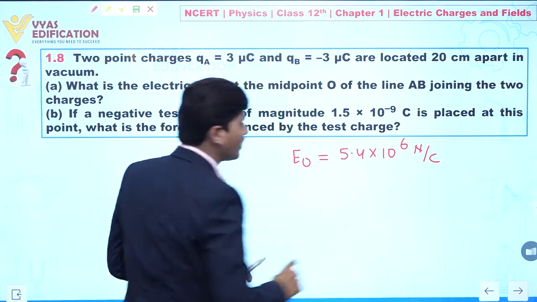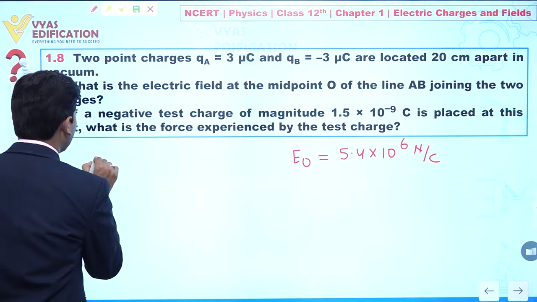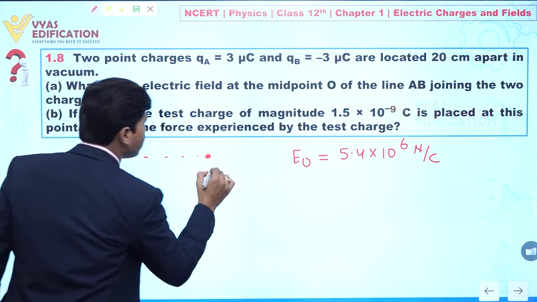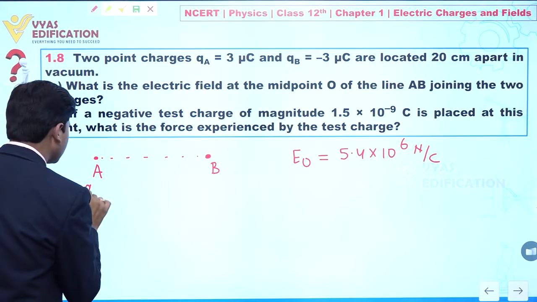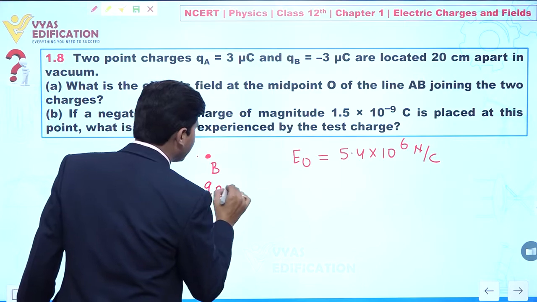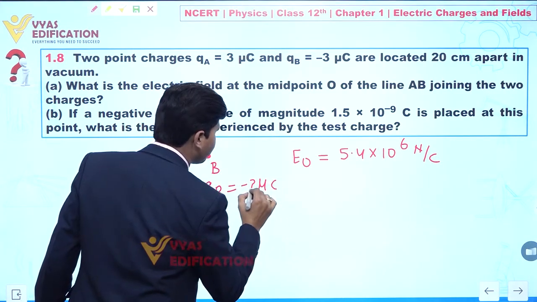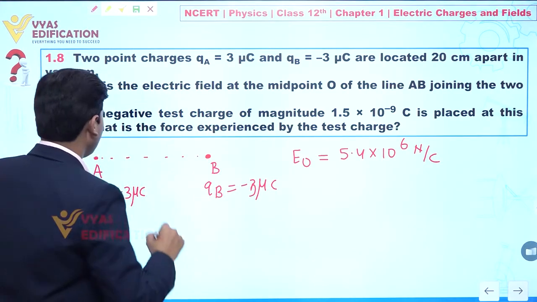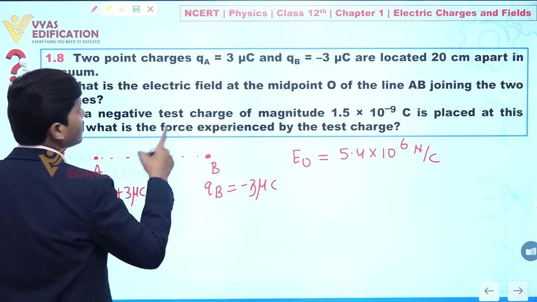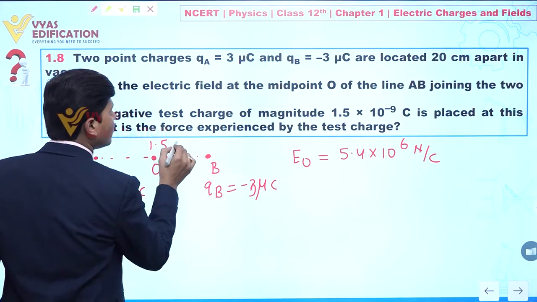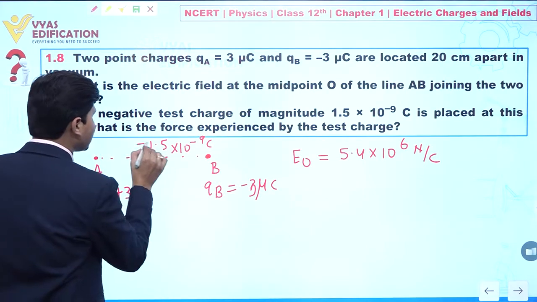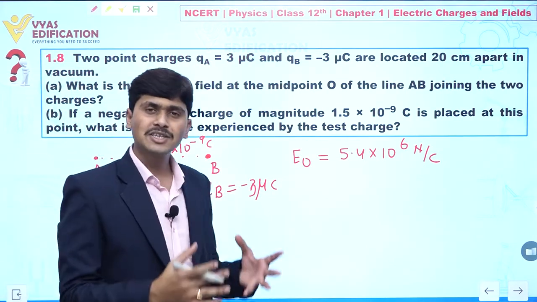Listen carefully. Let's suppose here we have a point charge, this is A and this is B. This is given to you in the question: QA is equal to plus 3 microcoulomb and QB is equal to minus 3 microcoulomb. Now we are placing here a test charge, and this is a negative test charge, so we can say this is 1.5 into 10 to the power minus 9 coulomb. Clear? Because this is a negative test charge, first we will find the direction of the force.